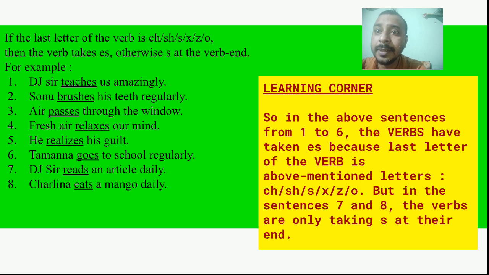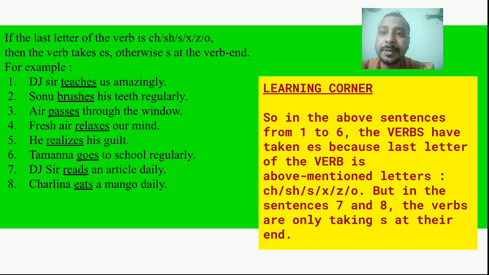So E is not in the list, if you can find. CH, SH, S, X, Z, O, but not E. So S here. Next, Tamanna goes to school regularly. So goes. But 7 and 8 you can find out. Read, reads. Eat, eats, because it all depends on the last letter.